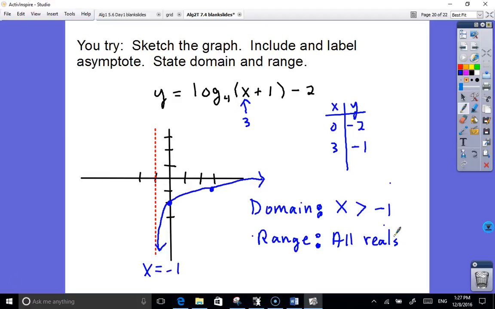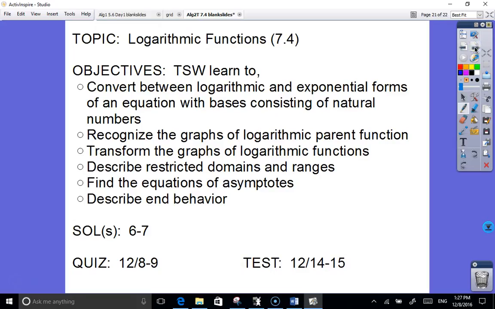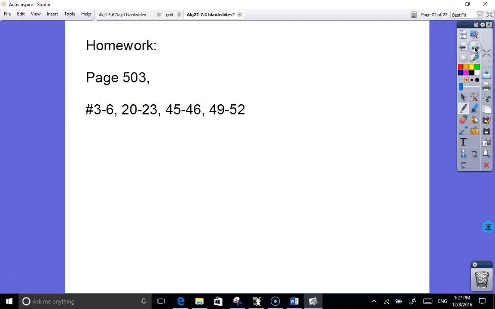And the only other ones that come up are in trigonometry. So let's see. That was the end. And that's the homework.